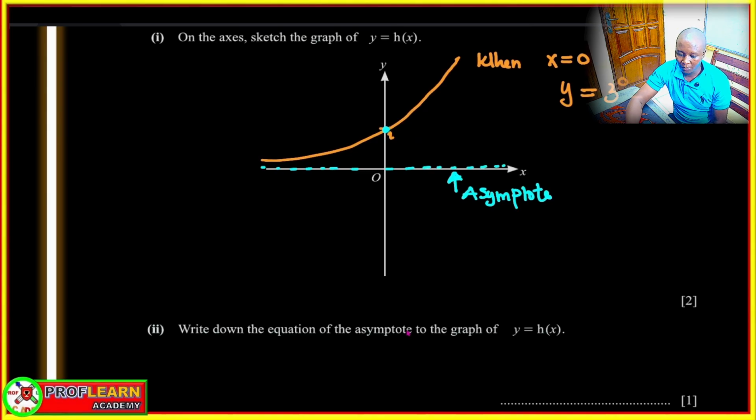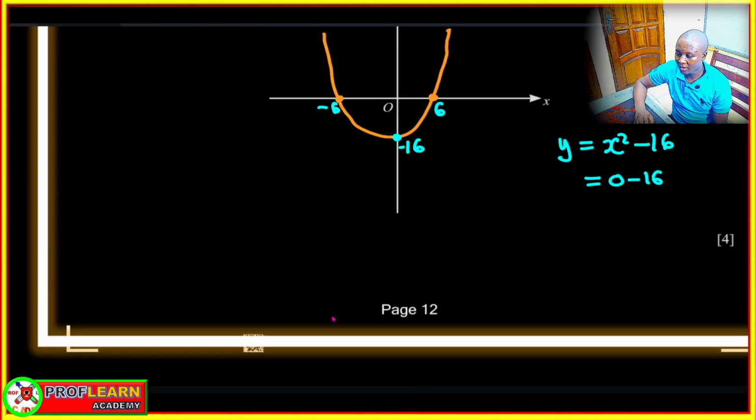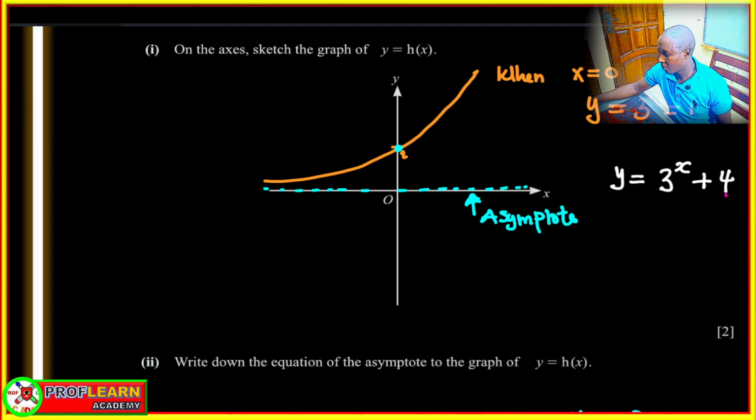Write down the equation of the asymptote, and the equation of the asymptote is going to be given as y is equal to 0. y is equal to 0 is the asymptote. Maybe I can give you another question. Maybe in the event you are asked, for instance, let me just give you another example. In the event you are given maybe y is equal to, let's say, 3^x plus 4. 3^x plus 4, how will you draw that?